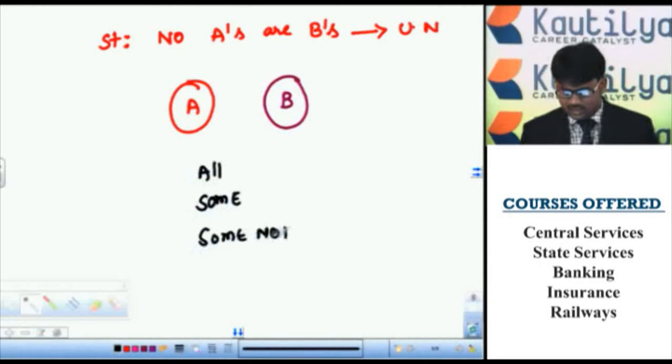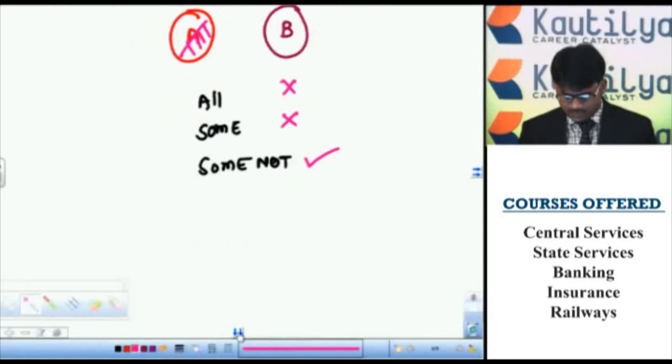We have to check the three conclusions from the given statement. In the first one, all A's are B's is not represented in the given diagram. That means it is not a conclusion for the given statement. Second one, some of the A's are B's, it is also not represented. That means that is also not a conclusion. For example, some of the A's are not B's, that is the correct one. So the answer for the conclusion is: some A's are not B's definitely exists for the given statement.